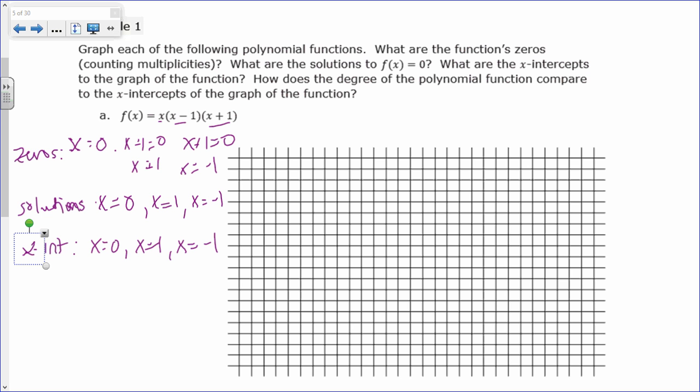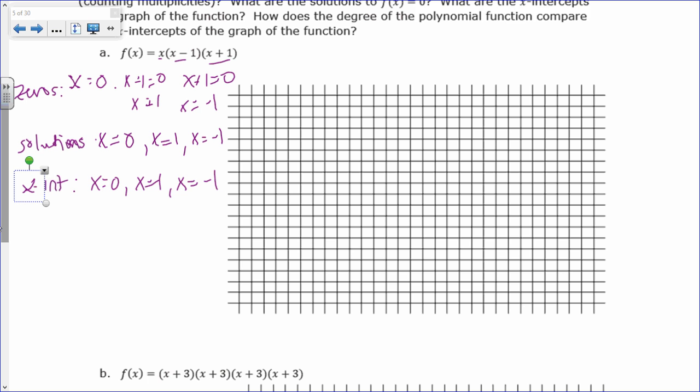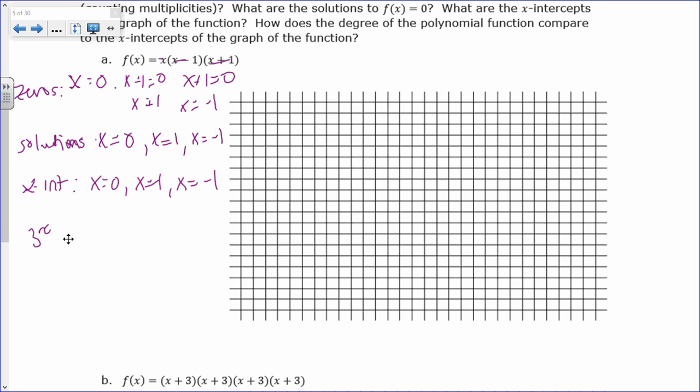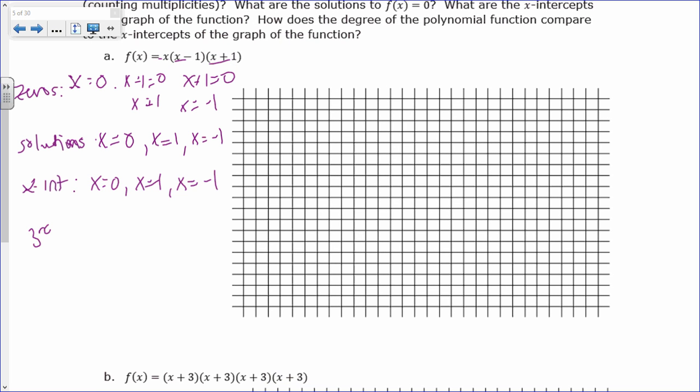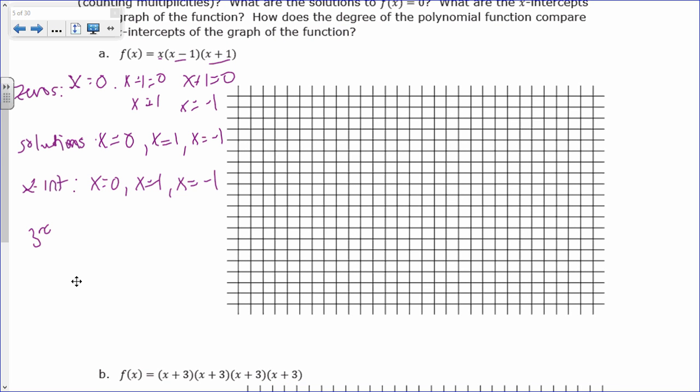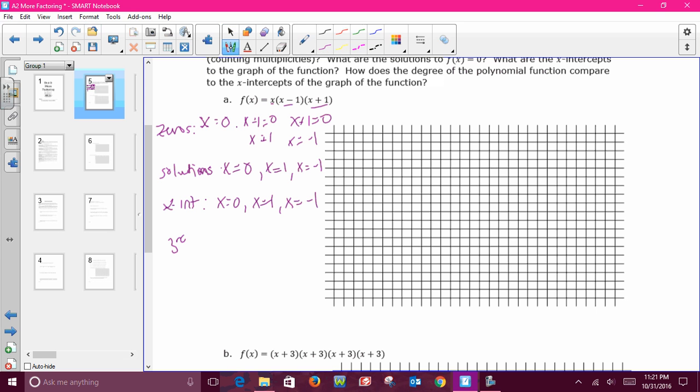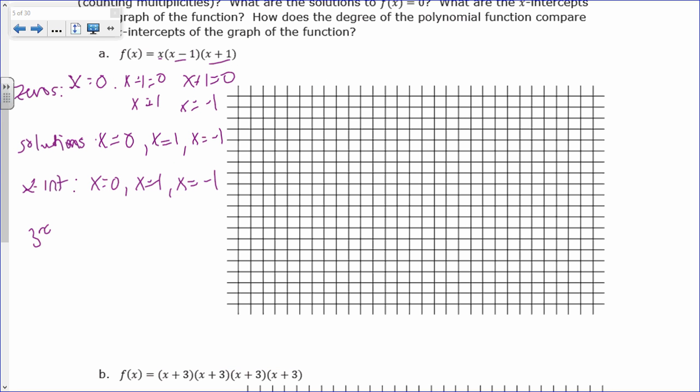And then it asks us, how does the degree of the polynomial function compare to the x-intercepts of the graph of the function? Well, this is a third degree polynomial. And we have 3 x-intercepts.